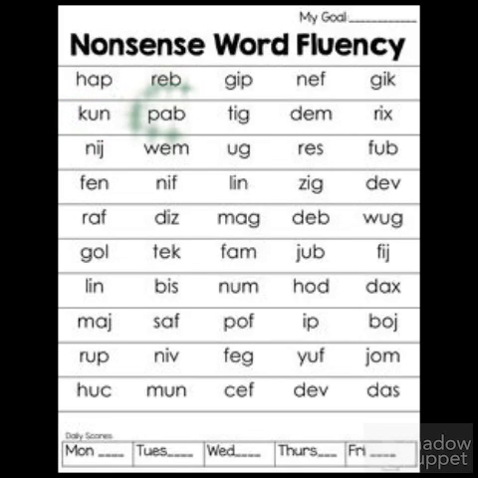Cun, pab, tig, dem, rix. Each of those words will receive 3 correct letter sounds, but also 1 point for whole words read. That would be 1 point for cun, 1 point for pab, 1 point for tig, 1 point for dem, 1 point for rix. Continue this until 1 minute is up and tally how many whole word points your student can achieve.